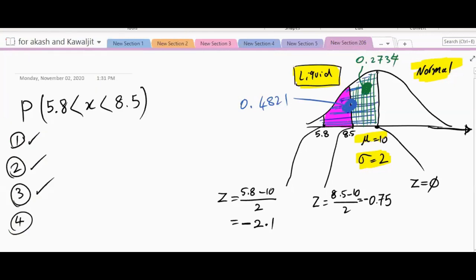Okay. So now we can approach the question. The blue area was 0.4821 and the green area was 0.2734. Therefore, the answer is 0.2087. Done.